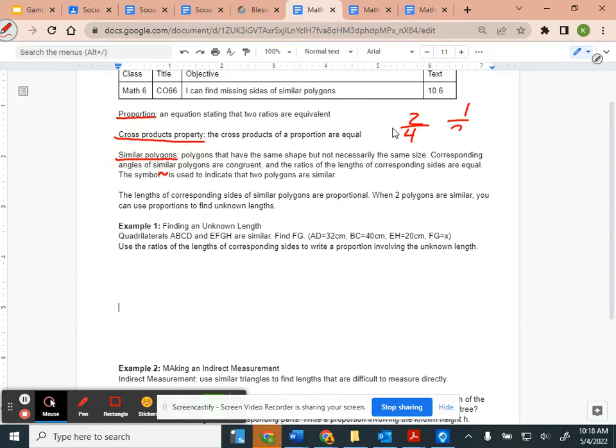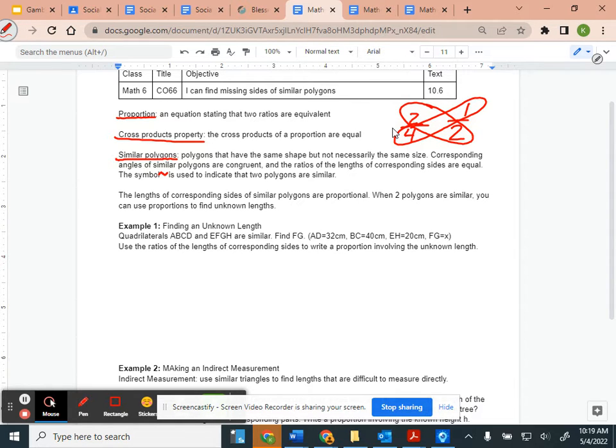2/4 and 1/2, cross products, if we multiply these two and we multiply these two, they're going to be equal. 2 times 2 is 4. 4 times 1 is 4. So you know they are proportionate if their cross products equal each other. So 2/4 and 1/2 is proportionate. That makes sense? We've talked about this before, but it was a while ago.